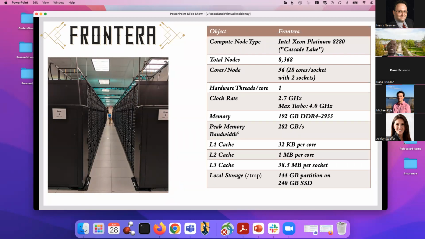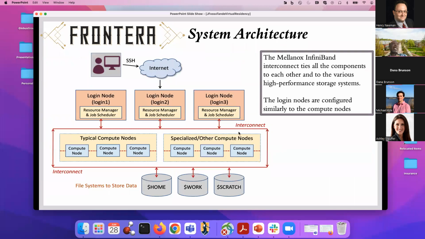So 8,368 nodes and a clock rate of 2.7 gigahertz, with a maximum turbo of 4.0 gigahertz, and peak memory bandwidth of 282 gigabits per second. You have L1, L2, L3 cache and local storage as well. So Frontera is pretty much your standard HPC system, contrary to what we saw initially.